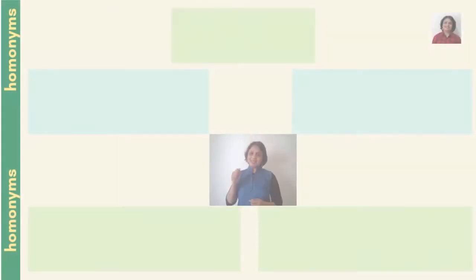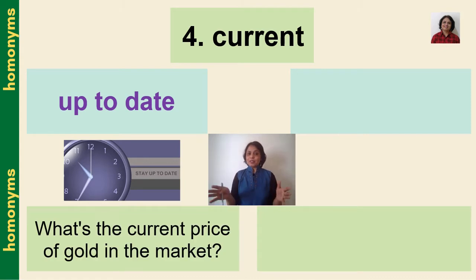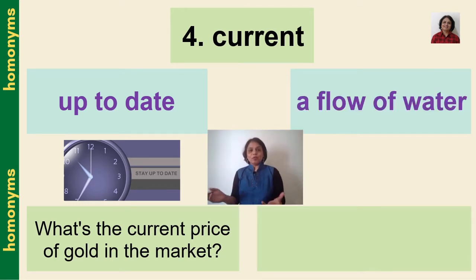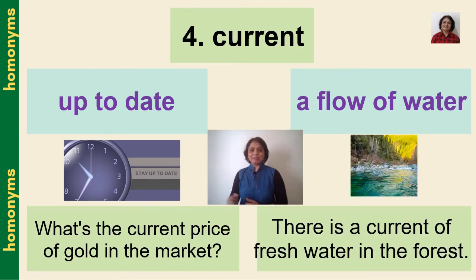Number four, current. Current means up to date. Like for example, we have current affairs, current news. So for example, what's the current price of gold in the market? Means what is today's price of gold in the market? Another meaning of current is a flow of water. You can say there is a current of fresh water in the forest. You can see in the picture. One more meaning of current is the flow of electricity through a wire.